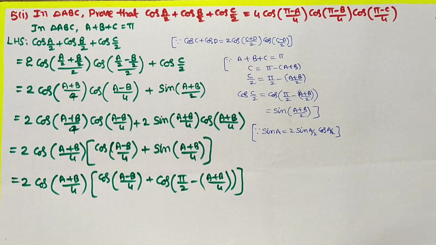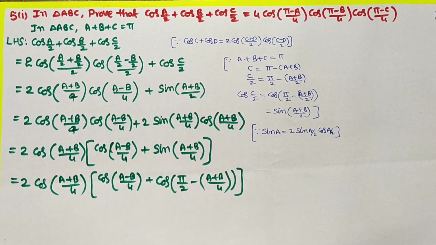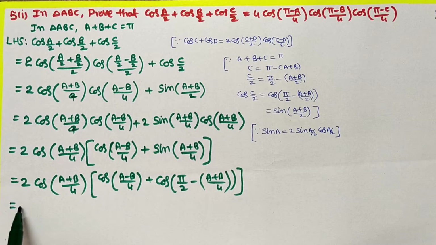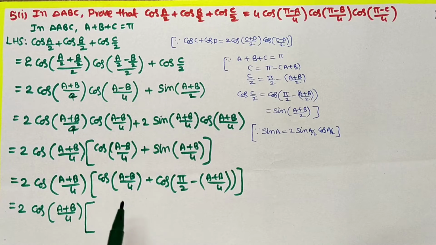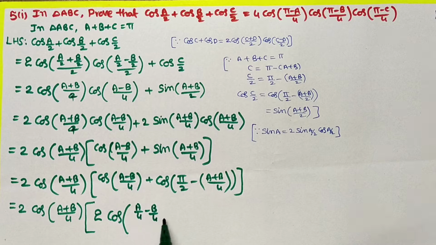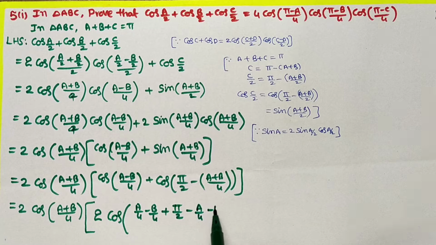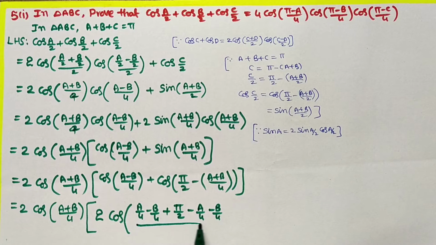Now for this you have to apply transformations again. In the next step, 2 into cos of (a plus b) by 4, into, again this is c, this is d, cos c plus cos d, 2 cos of (a by 4 minus b by 4, this is c, plus d, pi by 2 minus a by 4 minus b by 4) whole divided by 2. Cos of (c plus d) by 2 is over.